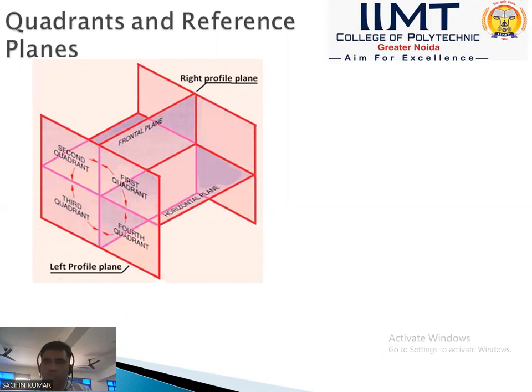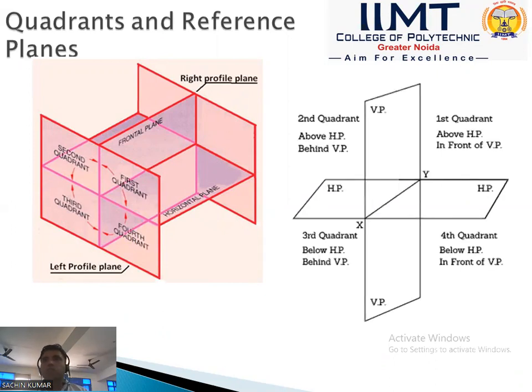Profile plane is also a side plane. So we discussed the first quadrant, second quadrant, third quadrant, and fourth quadrant. First quadrant means above the HP and in front of the VP. In case of the second quadrant, that is above the HP and behind the VP. In case of the third quadrant, below the HP and behind the VP. In case of the fourth quadrant, below the HP and in front of the VP.